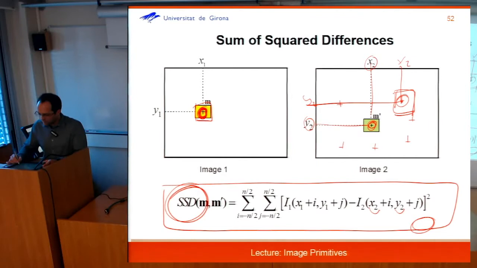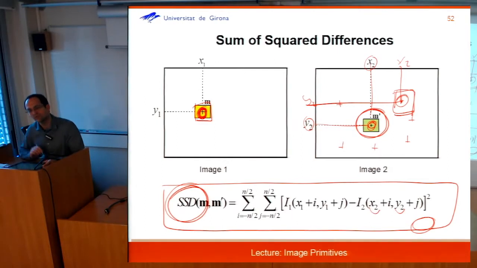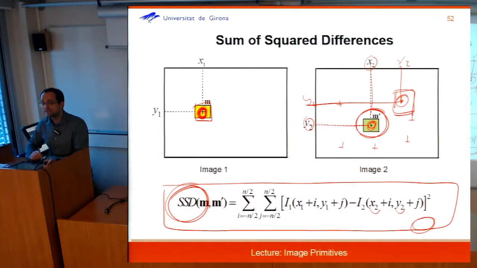Once I do this 10 times, I say, okay, this is the best, because it gives the smallest sum of square differences. This is the point. And then I'm going to ask, is this larger than a given threshold?